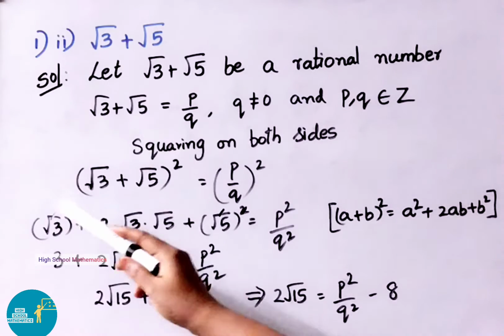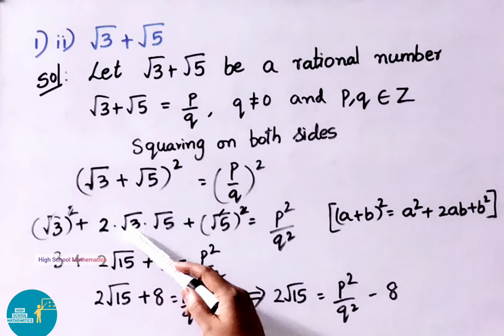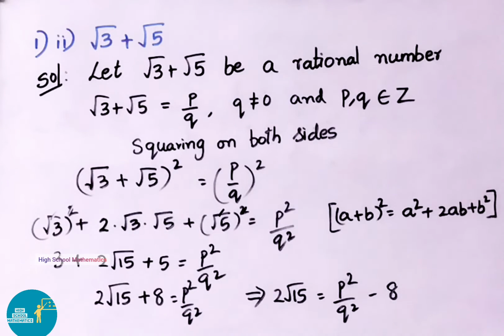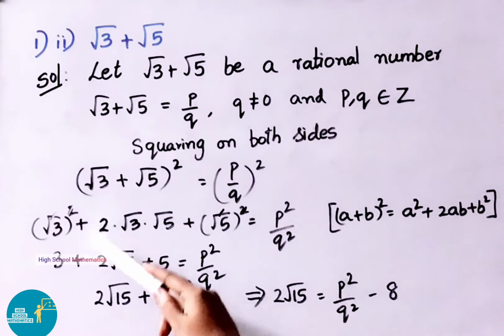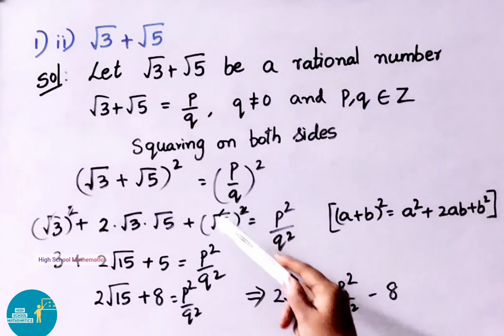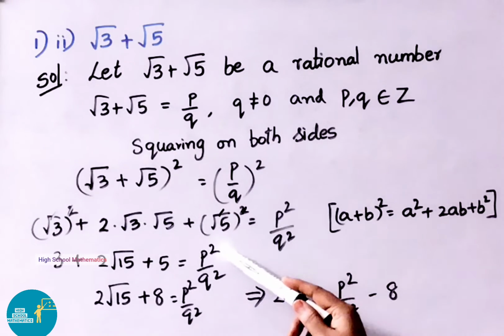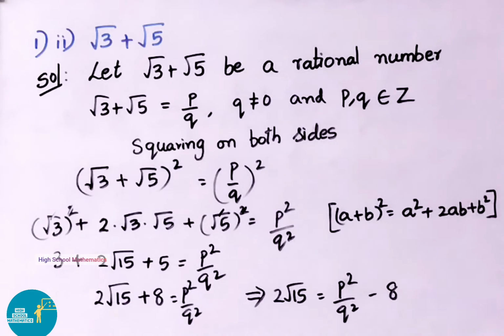Now here square and root cancel, so 3 plus 2 into square root of 3 into square root of 5. Both values we can multiply, so the answer is 15, that is 2 root 15, plus here square and root both cancel, so plus 5, equals P square by Q square. 3 plus 5 is 8. So 2 root 15 plus 8 equals P square by Q square.